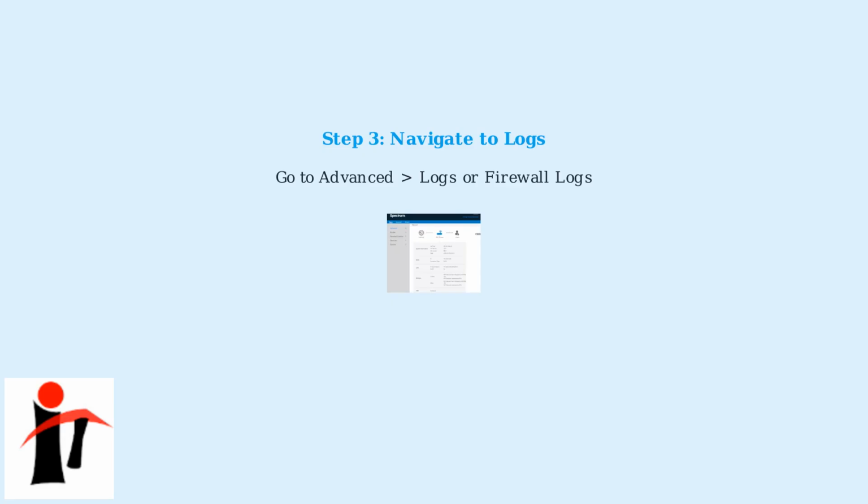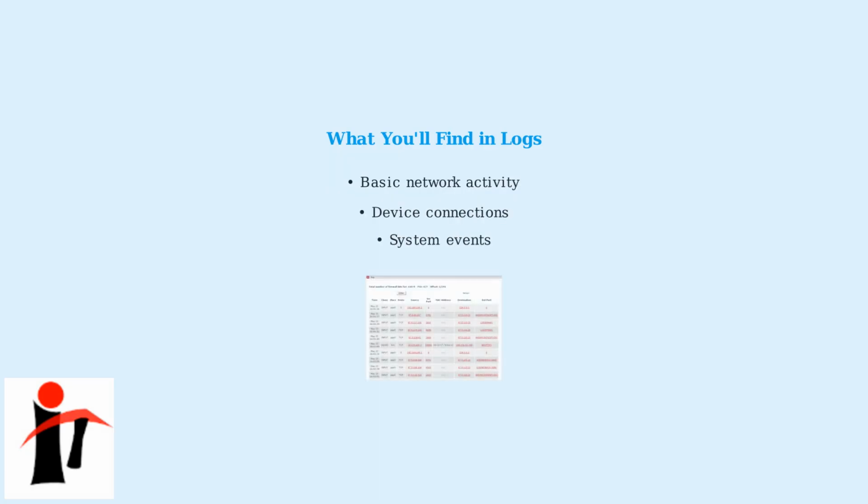the menu. The logs will show basic network activity, such as device connections and system events, but not specific websites visited. Keep in mind that true browsing history, like specific URLs, is not stored by default on Spectrum routers due to privacy and technical limitations.